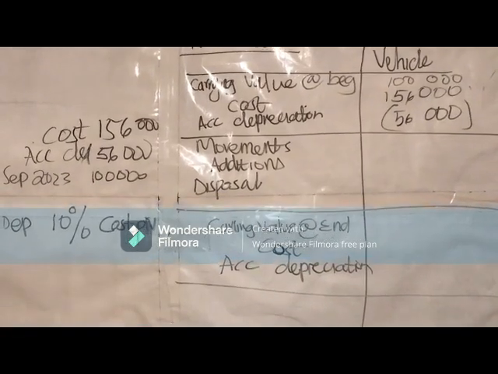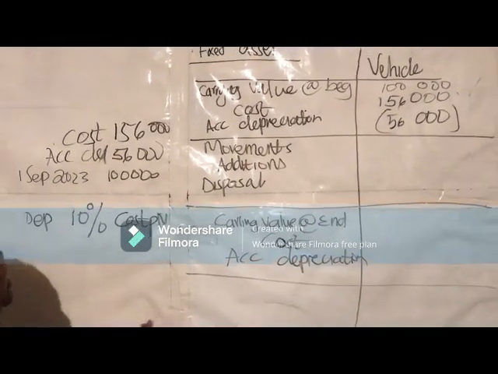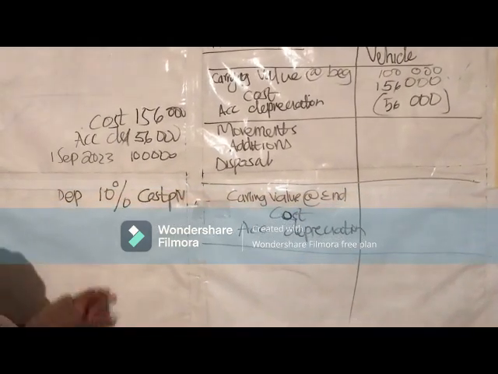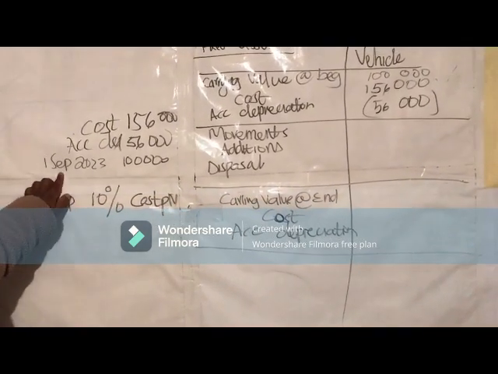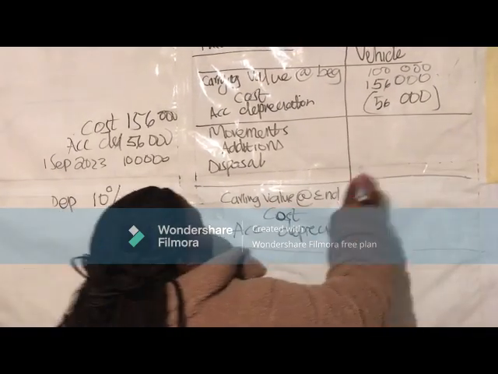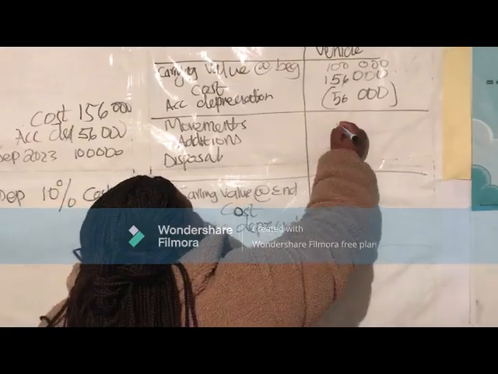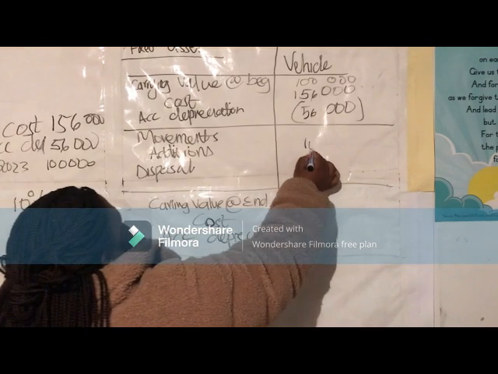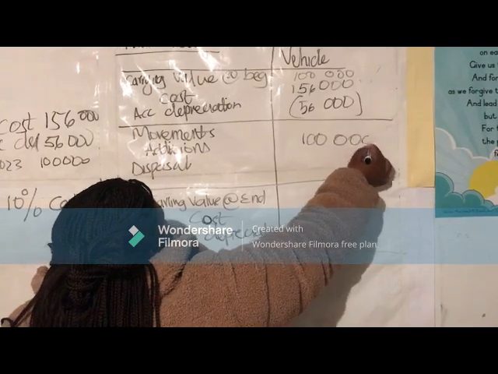Now, let's move to the movements. The movements were saying, what are the additions? What asset did I buy during the year? So we said on the 1st of September 2023, we bought an additional asset for how much? For 100,000. So I write, remember we said additions at cost. So you put it at cost price.